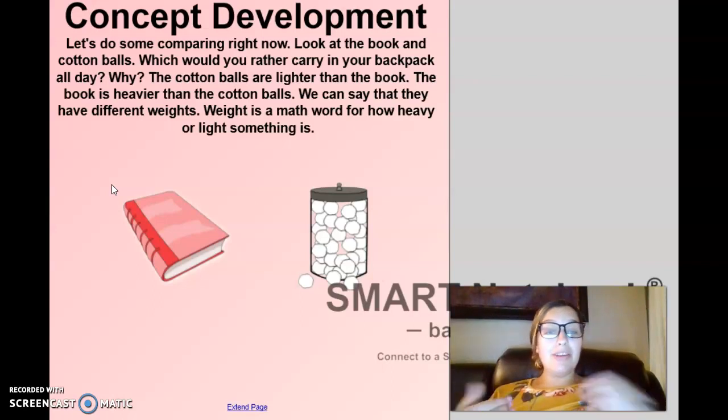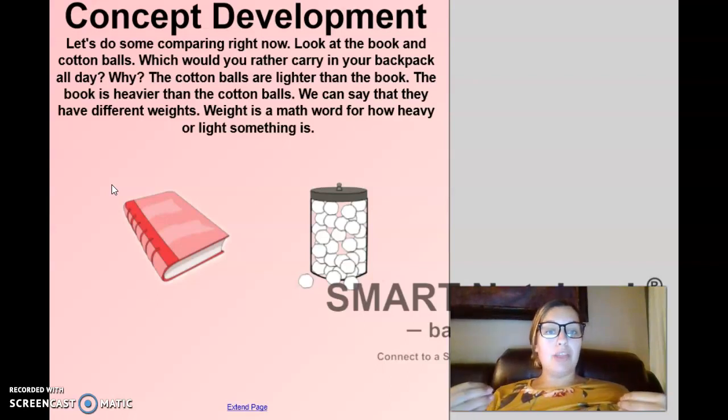So, the cotton balls and the book are two different weights. One is heavier and one is lighter. And although I love to read, I would like to carry the cotton balls around all day because they're lighter. It's going to be less weight for me to carry around.